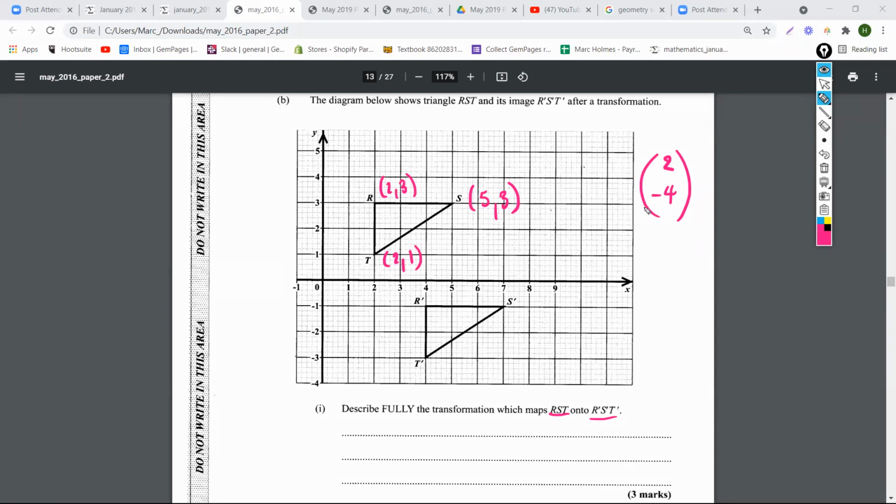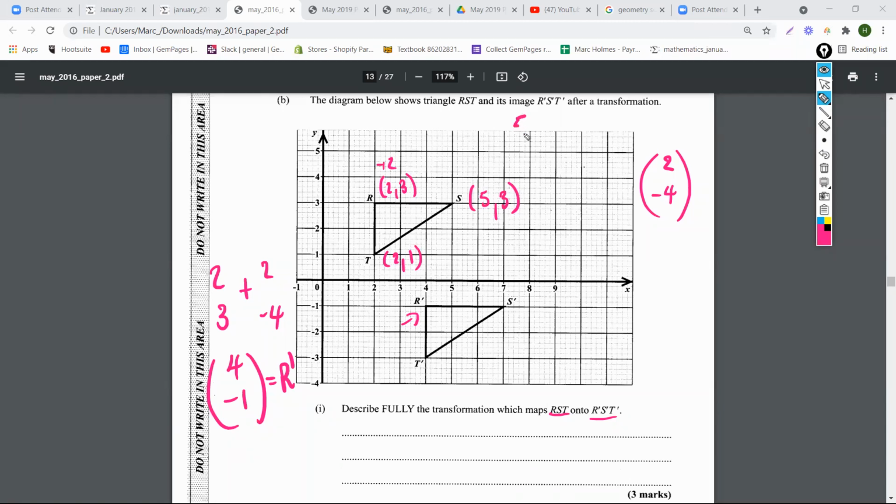So yeah, if we show all the values, we're going to get the same thing. 2 plus 2 would give the R over here, and plus -4 would give you the -1, which is right here. So basically, guys, for the first one, 2, 3 plus 2 and -4 gives you this R point, which is 4 minus 1. This is equal to R prime. Same thing for S prime.